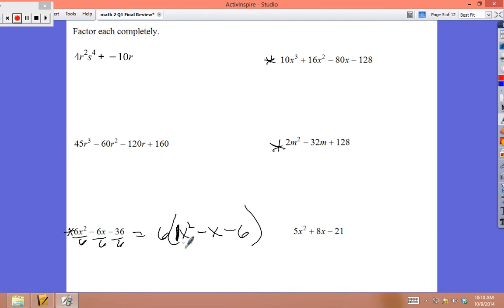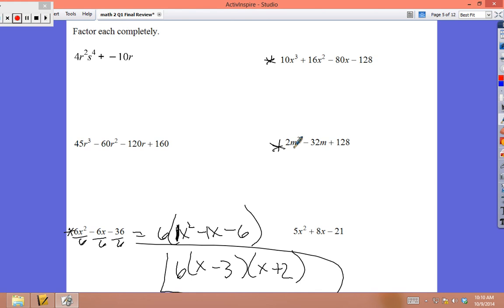If it starts with 1, it's a piece of cake because it's going to be 1x and 1x. So I'm just going to put the 6 out here. What times this gives you negative 6, adds and gives you negative 1? It's going to be a negative 3 and a positive 2. Negative 3 times 2 gives you negative 6. Negative 3 add 2 gives you negative 1. So that's it.